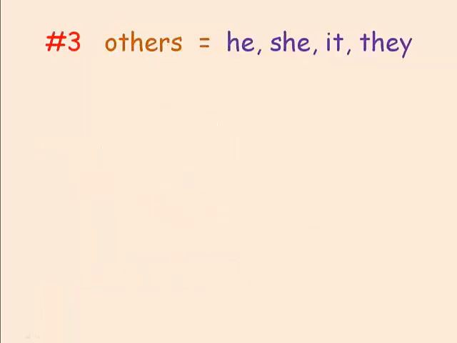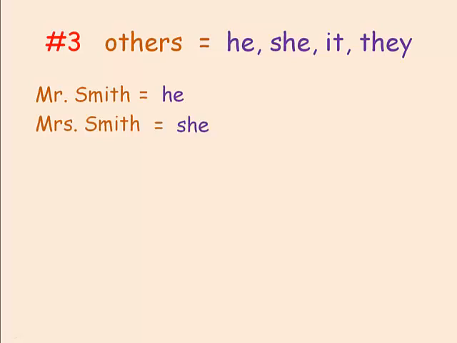Rule number 3. Everything else, another person or people or thing or things, we use he, she, it, or they. Mr. Smith, he. Mrs. Smith, she. Mr. and Mrs. Smith, they.